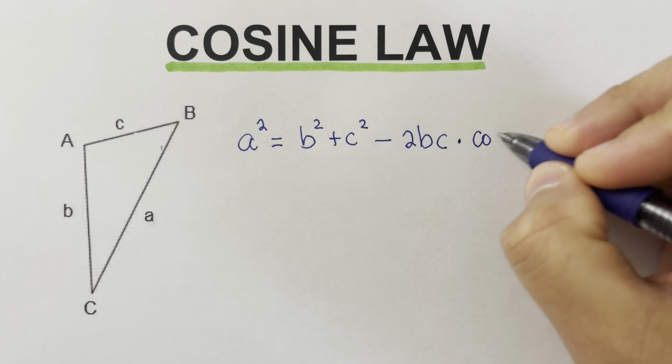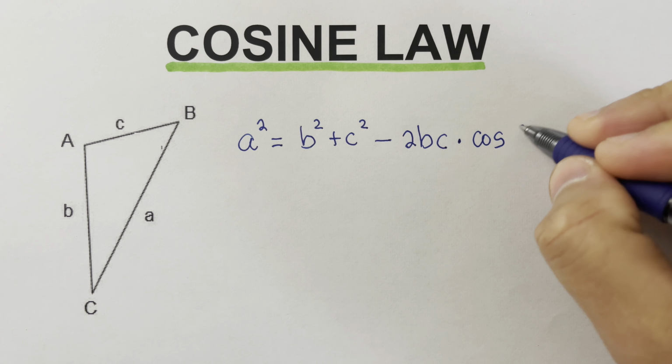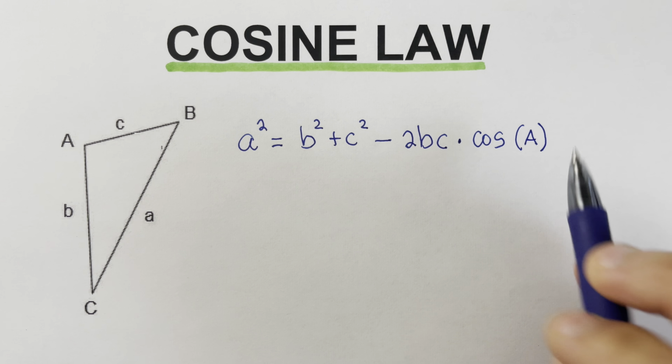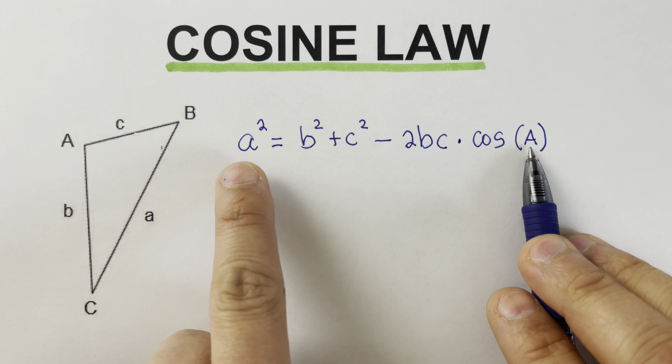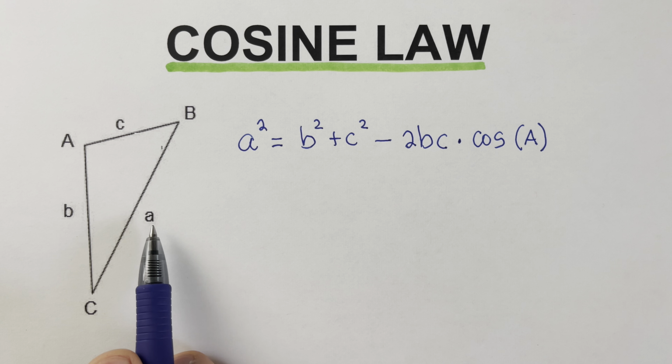The angle between these two sides is angle A, or pretty much that is the angle that is across the side a. So this is how we solve for a.